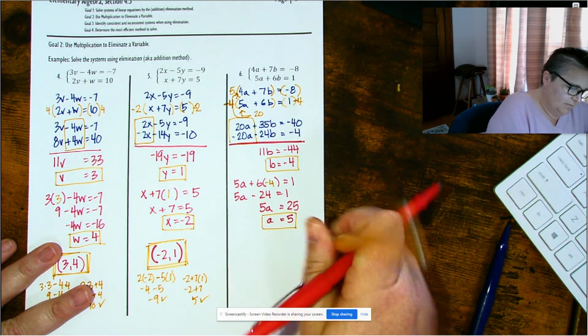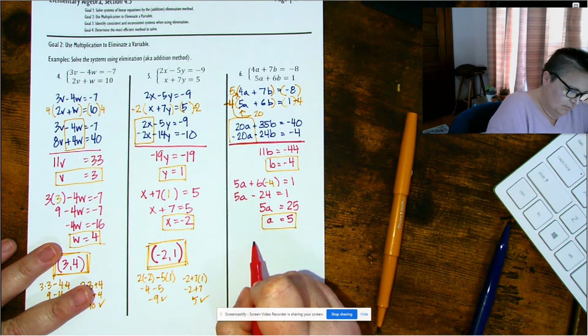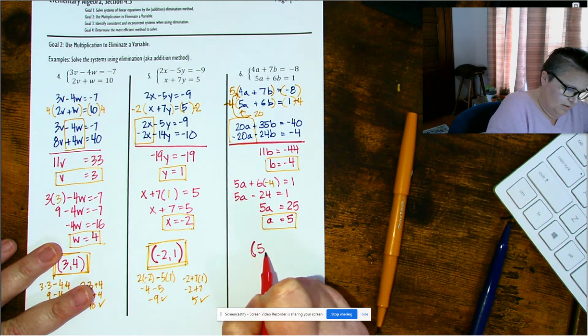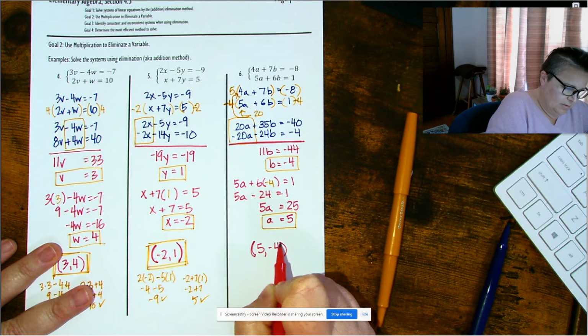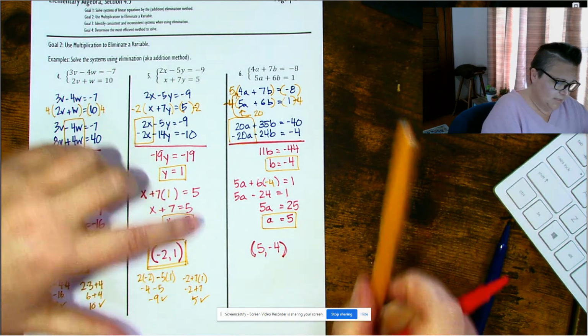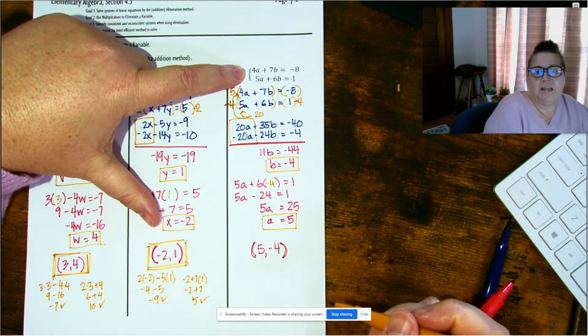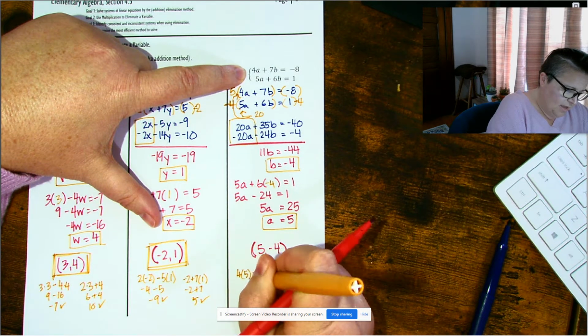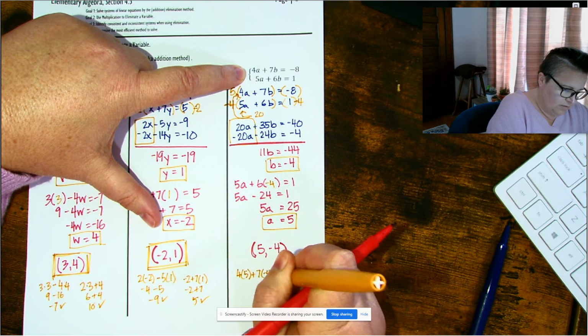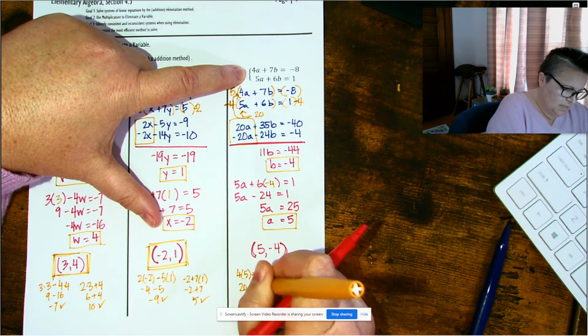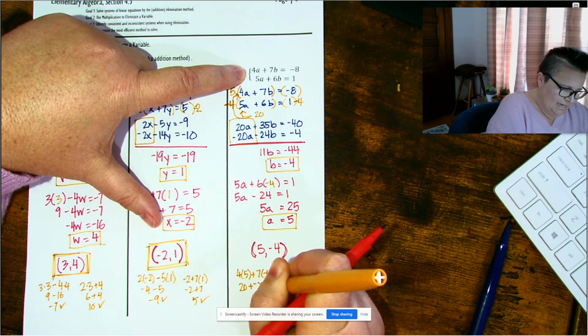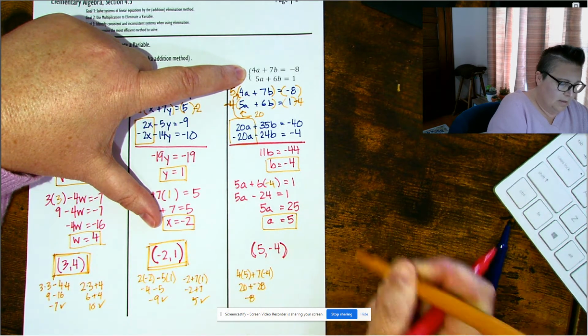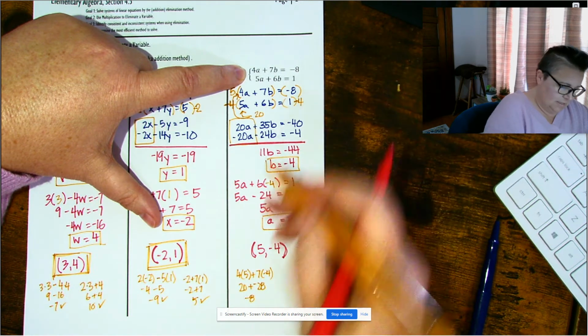Now, I believe the solution to this system is the point 5, negative 4. To be certain of this, I'm going to put the 5 and negative 4 into the first equation. 4 times 5 plus 7 times a negative 4. That's 20 plus a negative 28. That's a negative 8. And then I'm going to check it against the other side.